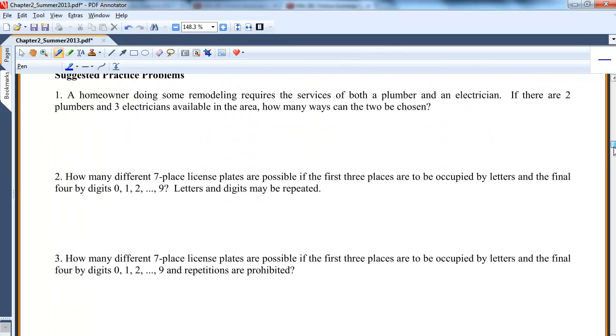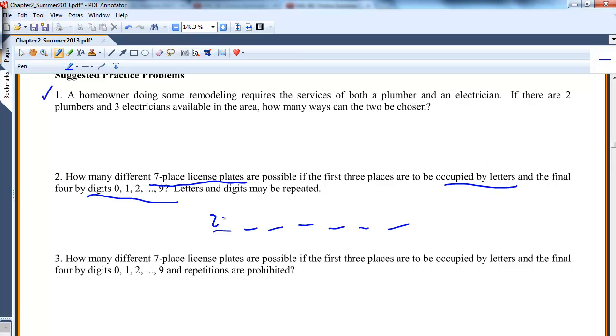So these are just some practice problems. Number 1, that's pretty nice. These are a couple license plate ones. How many different 7-place license plates are possible if the first 3 places are occupied by letters and the final 4 by digits? Letters and digits may be repeated.